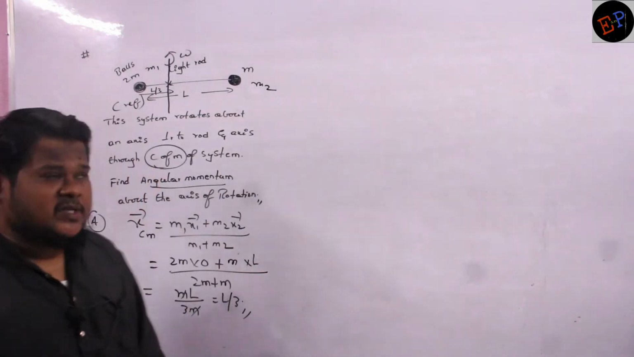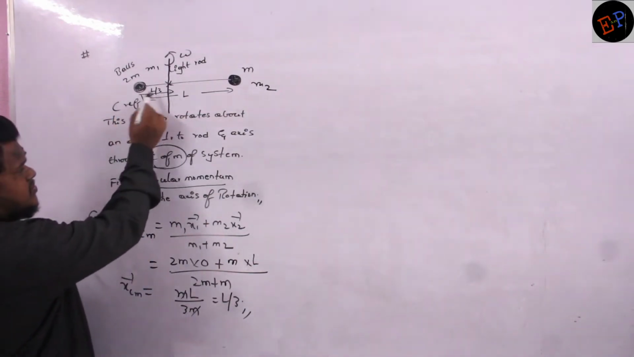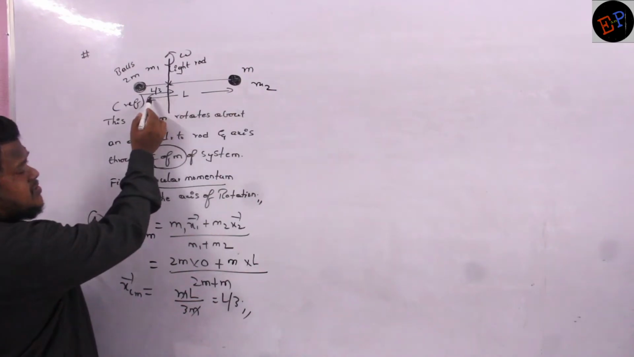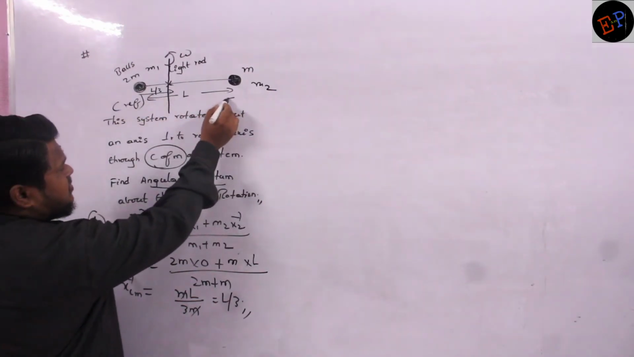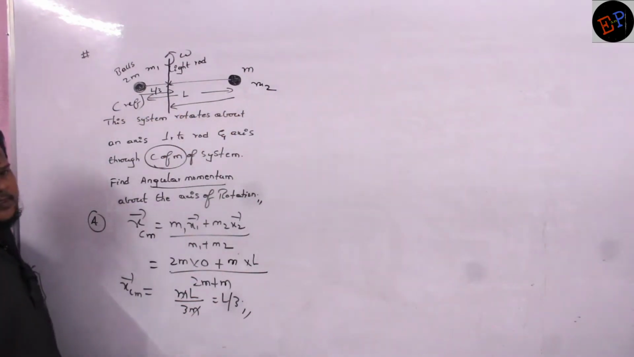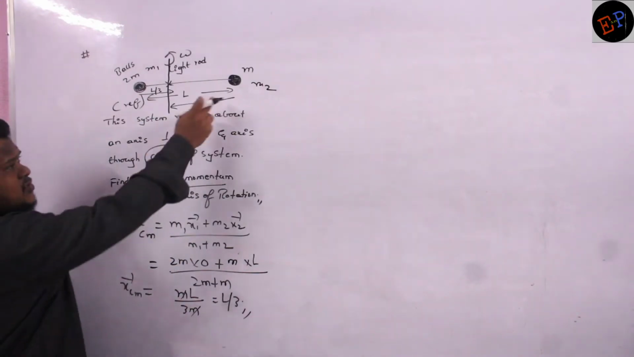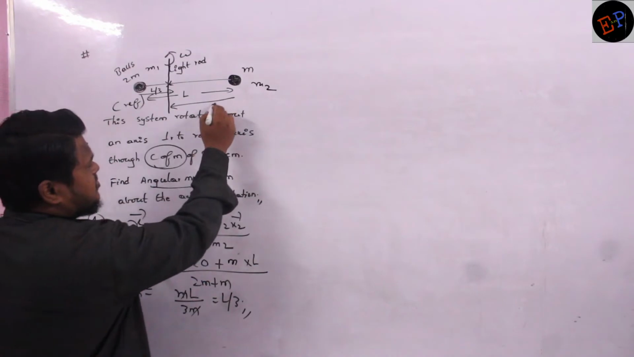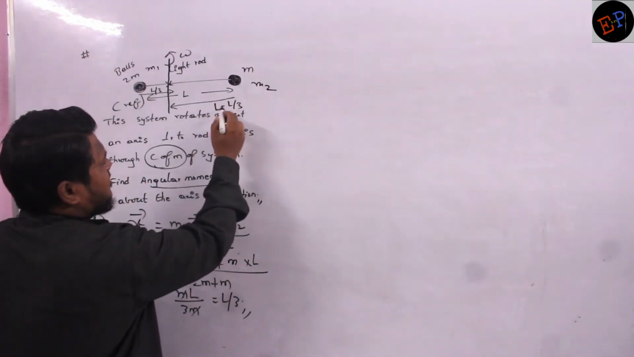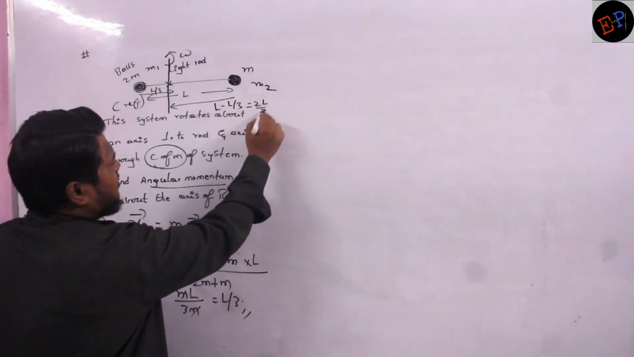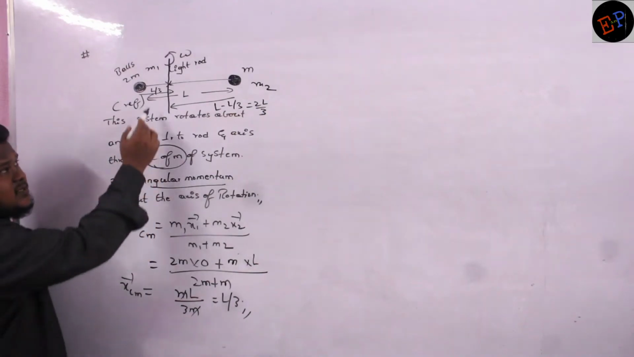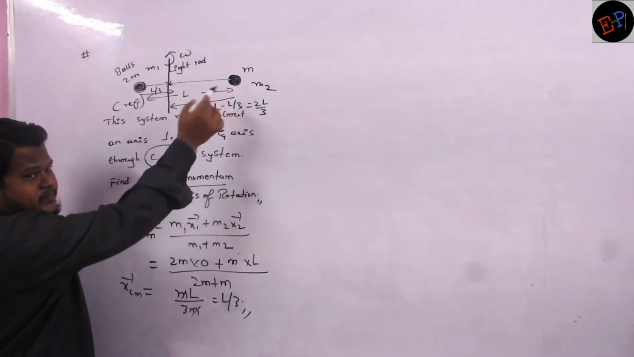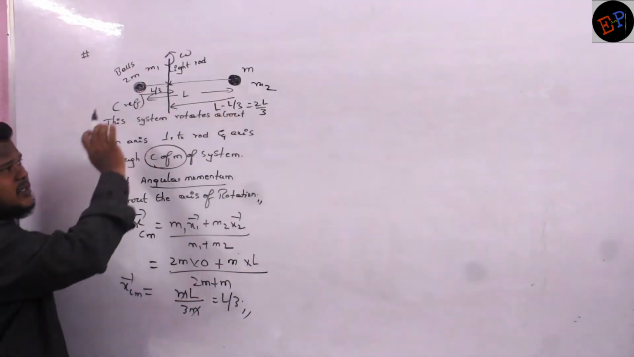Now is it clear? So from the first mass, what is the distance of center of mass? L by 3. Then what will be this distance? L minus L by 3. So total distance is L, no, ma? L by 3, and this is the remaining distance. L minus L by 3. L minus L by 3 is how much? 2L divided by 3. So that is the position of center of mass from the second body. Are you able to understand? From the first body it is L by 3.